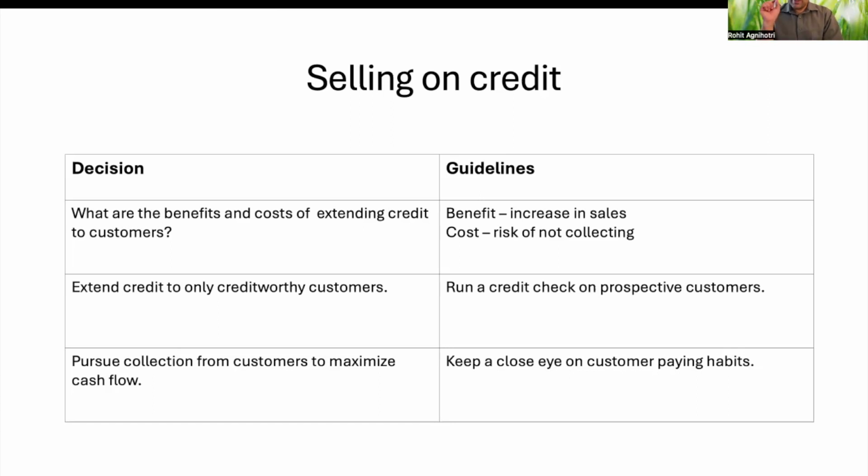Okay, why? Because you will be keeping a very, very close eye on their paying habits. Okay, because the thing is, if you see a customer who is habitually delaying payments, that should be a red flag for you. Okay, and when there is a red flag, then obviously what you need to consider is to either reduce the amount of credit that you are providing this customer, or totally stop giving credit for future businesses.